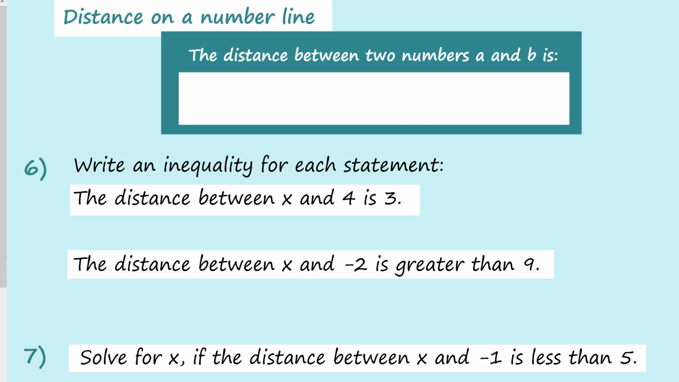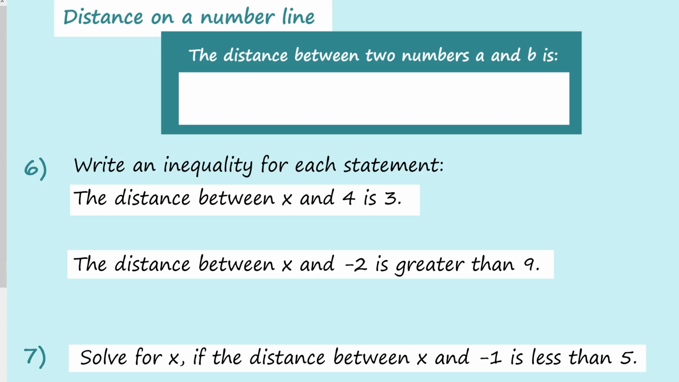Okay, wrapping it up, we're going to talk about distance on a number line, the distance between two numbers. So let's say these numbers are A and B. These are just numbers on a number line like 5 and 2. What's the distance between 5 and 2? Well, to figure that out, you would subtract them. 5 minus 2, the distance is 3.